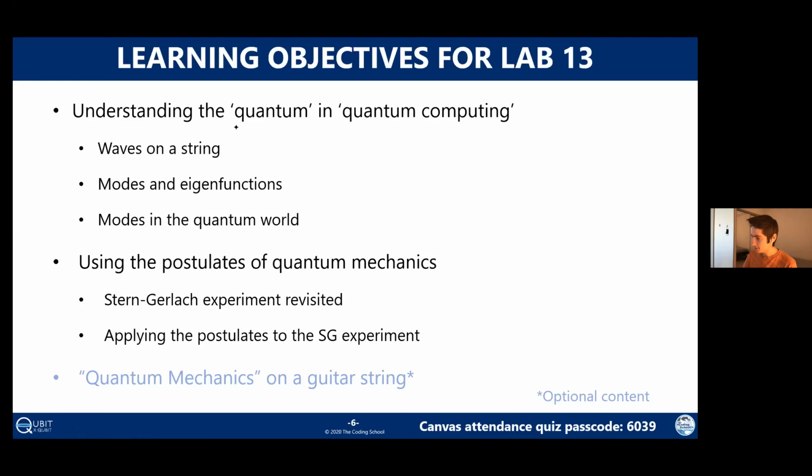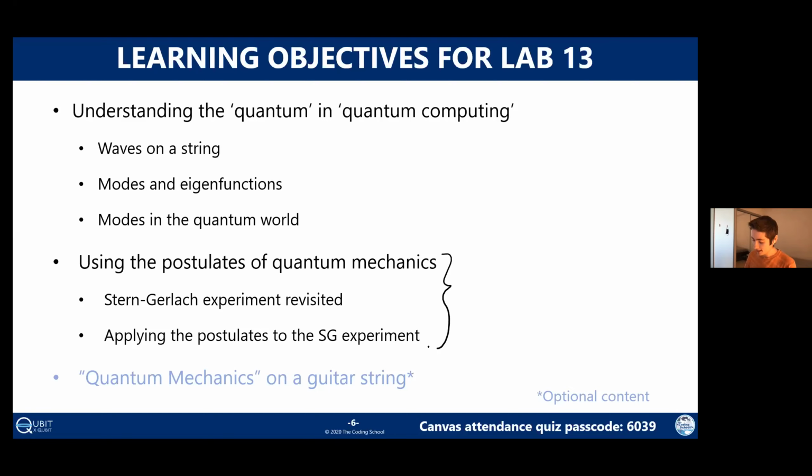The second part, which I'll try and spend more time on, is the postulates of quantum mechanics. We'll have a very quick review of the postulates that you went over in the lecture. Then we're going to walk through the Stern-Gerlach experiment again, but using the postulates. We'll try and predict what happens in the Stern-Gerlach experiment using the postulates of quantum mechanics so that you have a concrete example of how to apply them in an actual problem.